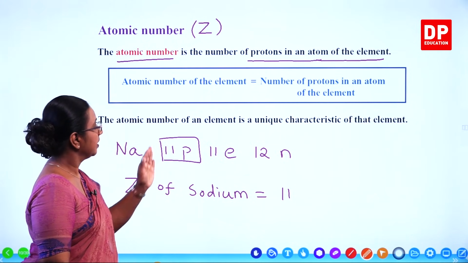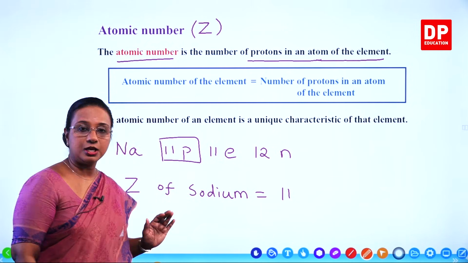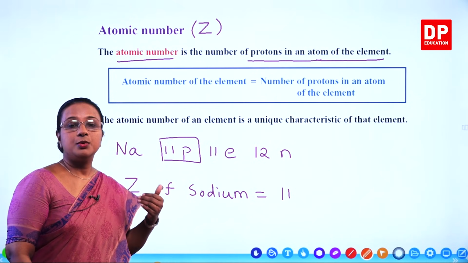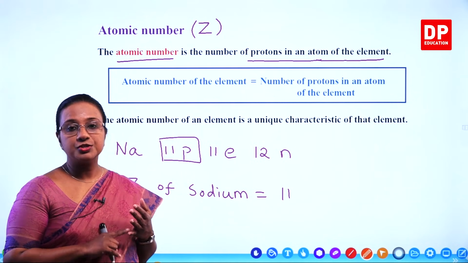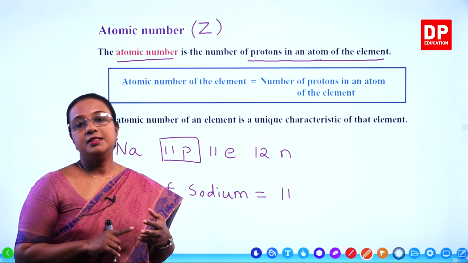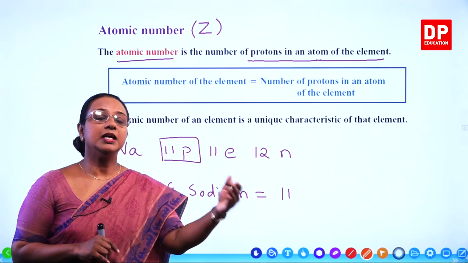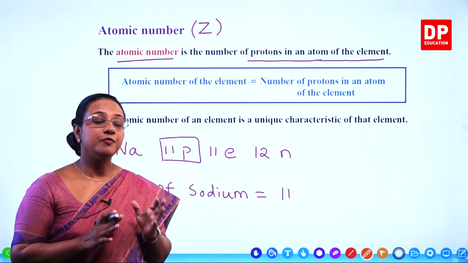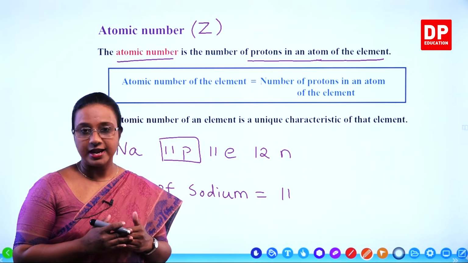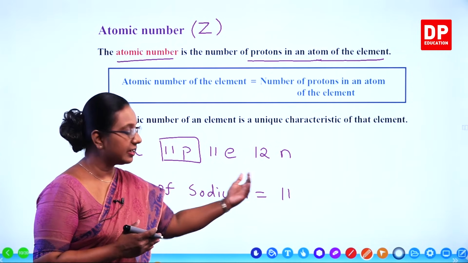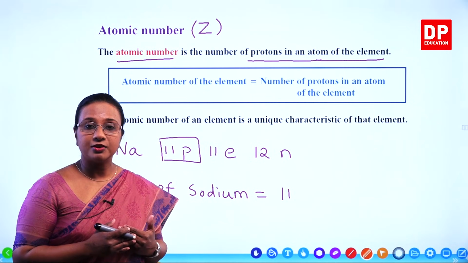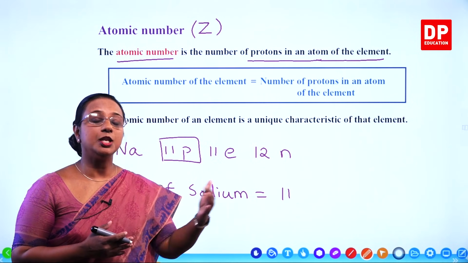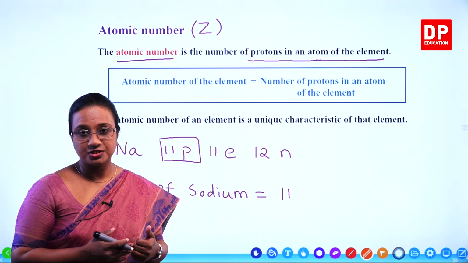At the same time, the number of protons is equal to the number of electrons. So in other words, we can say the number of protons equals the atomic number. Therefore, the atomic number equals the number of electrons. But we don't consider electrons for atomic number. I will explain that after this. The number of electrons can change in an atom when atoms are involved in chemical reactions.